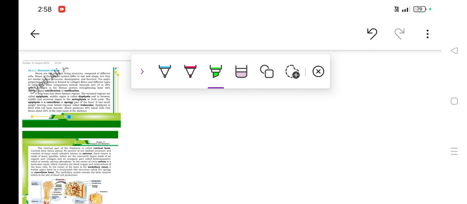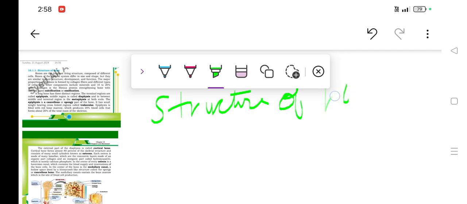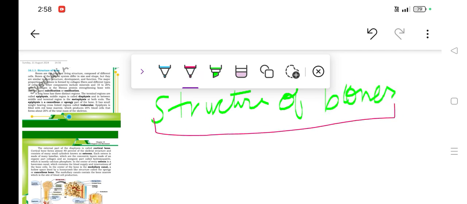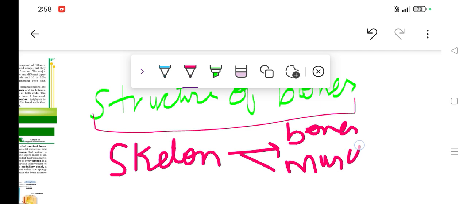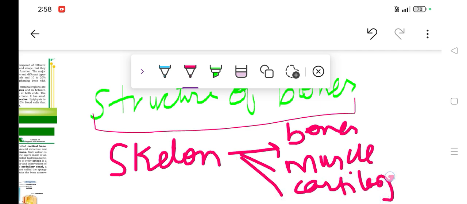So today we are going with another interesting topic, which is about the structure of bones. Basically, bones are very important because they do so many functions. Our skeleton system is completely made up of bones, muscles, cartilage. This means many structures combined form another structure that's called the skeleton system.